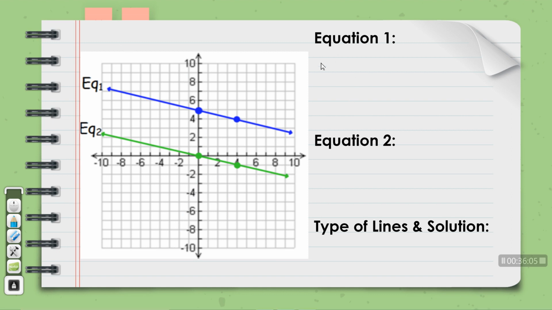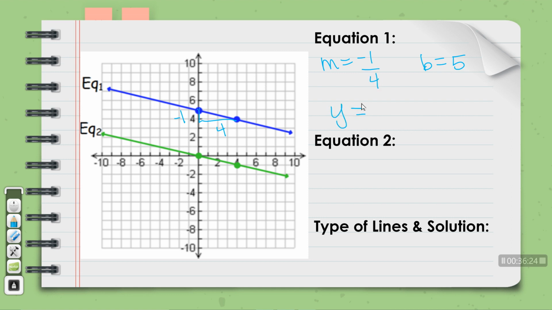Equation 1, I'm going to start with the blue line. We're locating m. We're locating b. B is positive 5. And we're going to go down 1 and right 4. So down 1 would be negative 1, right 4 is 4. So the slope is negative 1/4.